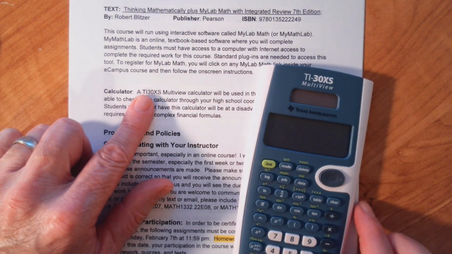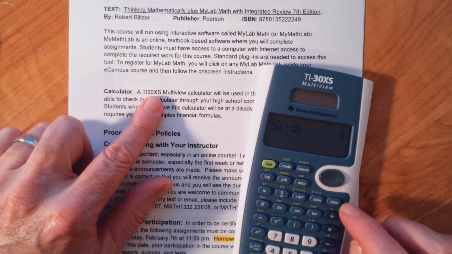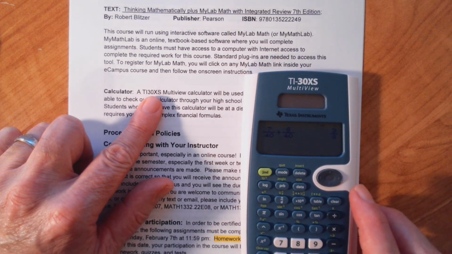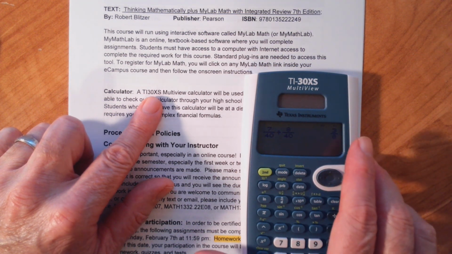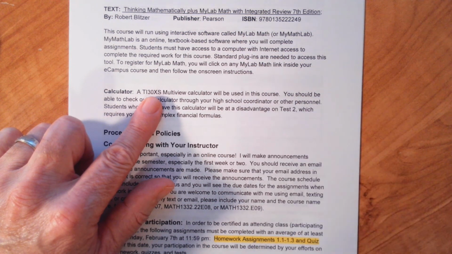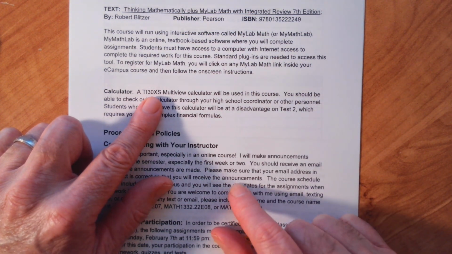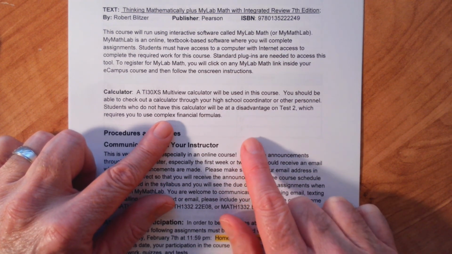It's called the TI-30XS Multiview Calculator, and it's a good calculator because you can see everything the way you would on paper. Like, notice the way the fractions look on here. So this is the calculator we use. It makes things much easier when we do financial things with complicated financial formulas, and so that's the one we need you to have.